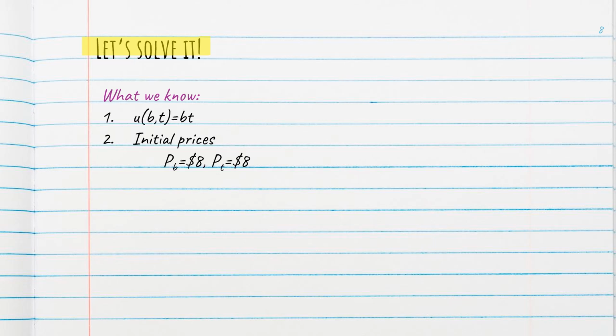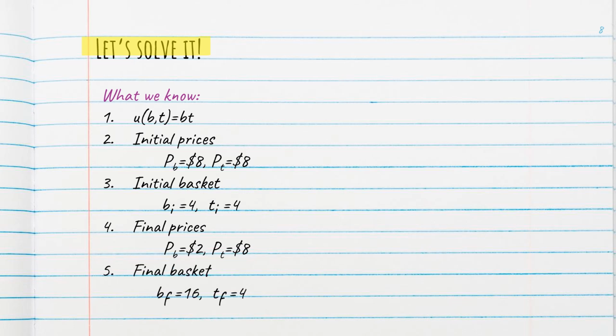It's really useful to start by writing down what we know. We know the utility function. We know the initial prices are 8 and 8. And this question is kind because it also tells us the initial basket, so we don't have to do that work. We know that at the initial prices, Amir buys 4 baklava and 4 Turkish coffees. We also know the final prices. The price of baklava falls to 2, as well as the final basket, 16 baklava and 4 Turkish coffees. So this question is nice because we have steps 1 and 2 done already. We know the initial choice and the final choice.